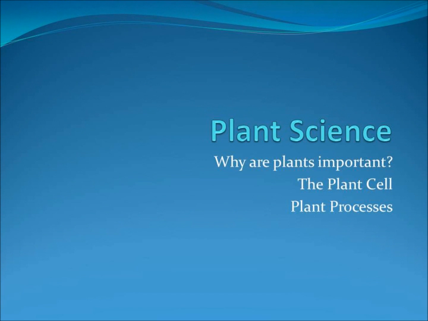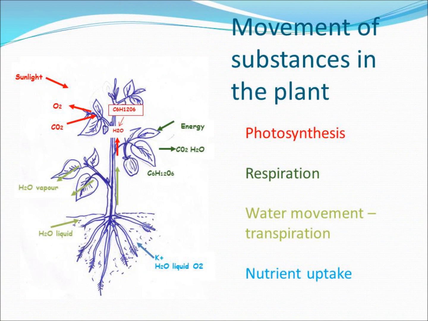So moving on from looking at the plant cell, plant tissues and growth, we're now going to explore the plant processes, the four main processes that are occurring in the plant at any one time. Okay, looking at this rather busy slide, it's showing you an overview of the four processes that are going on within the plant and what components are required for those processes to proceed.